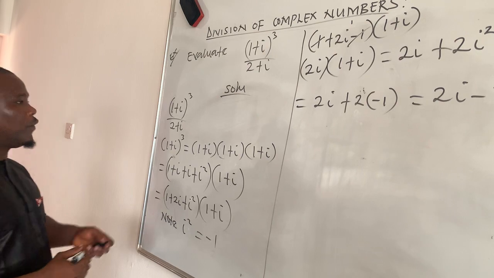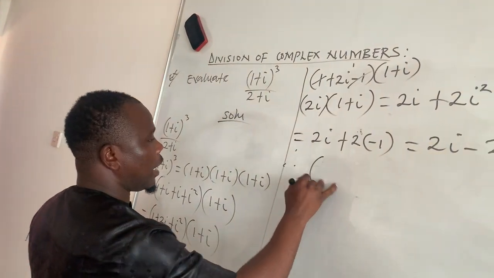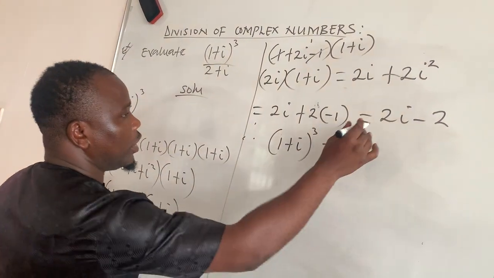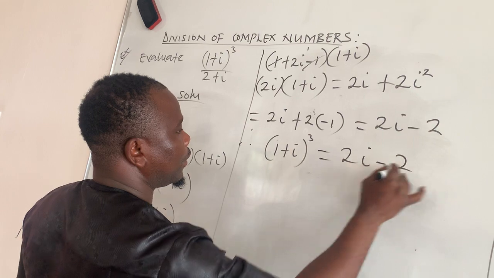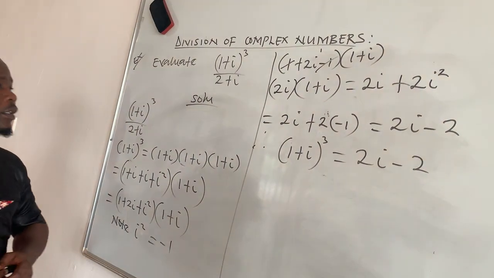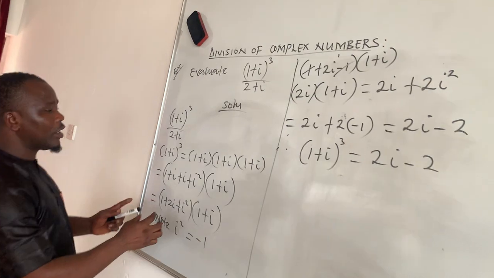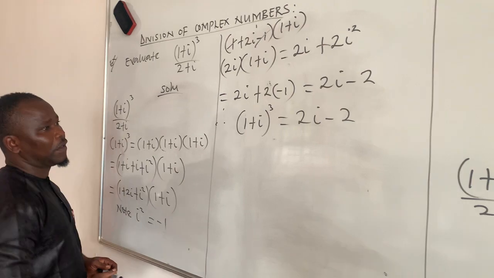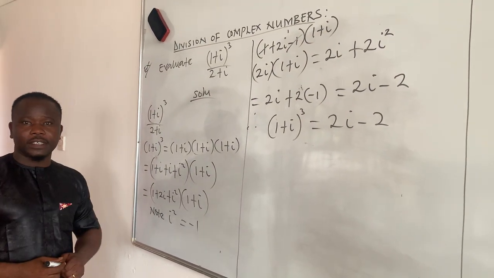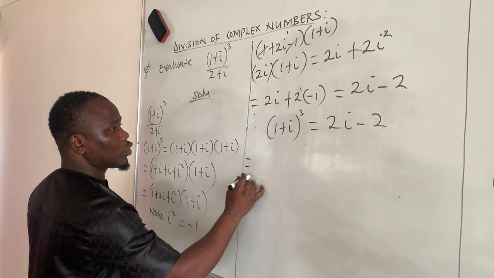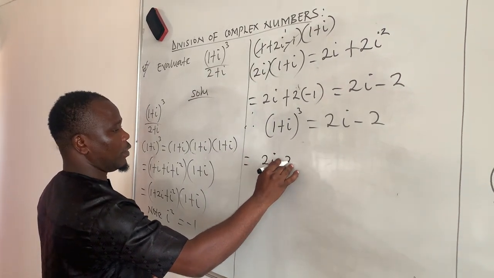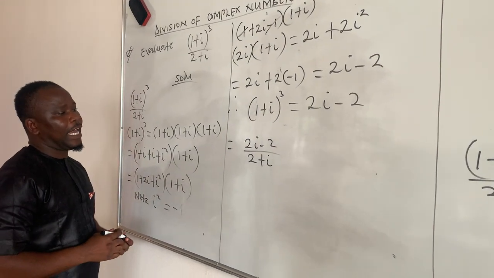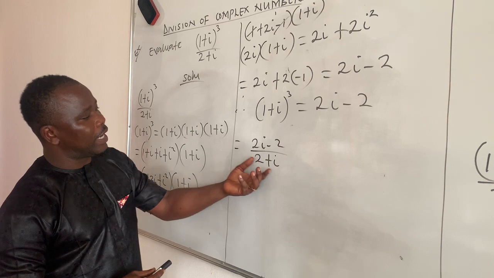So therefore, it implies that our (1 + i) raised to the power of 3 is now equal to 2i - 2. Are you following? Okay. So now, instead of writing this, we are going to replace it with 2i - 2. Do you understand? Okay. So this is equal to (2i - 2) all over 2 + i. At this point, we are going to rationalize.